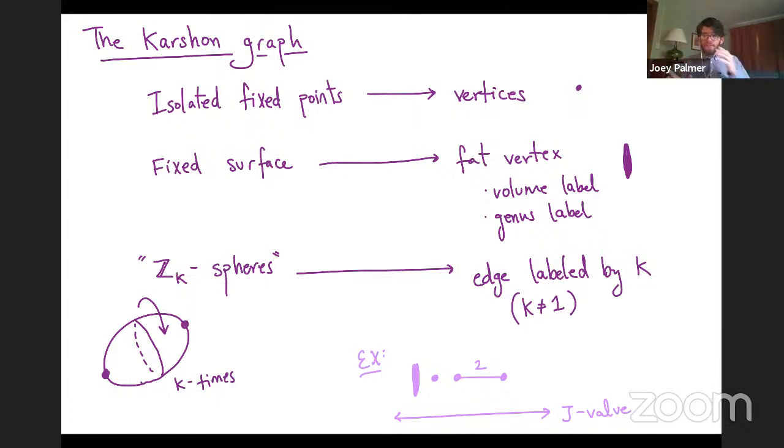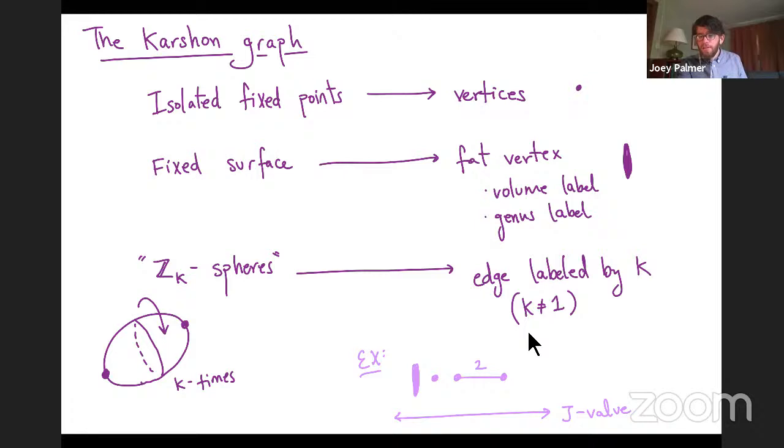And all of these pieces, we draw them according to their J value, right? We have this function J, the Hamiltonian. So here, in this picture, the far left image is a fixed surface at the minimum value of J. And then at a bit higher value of J, you have an isolated fixed point. And then you have two isolated fixed points connected by a Z2 sphere.